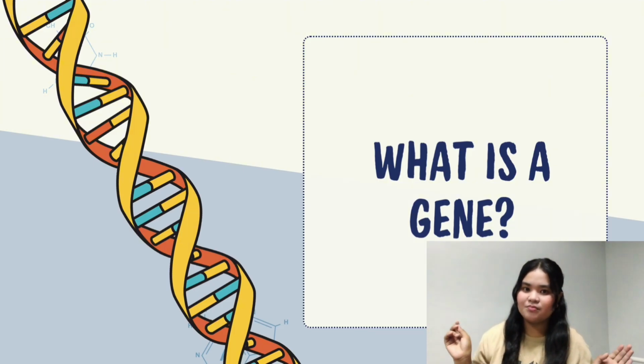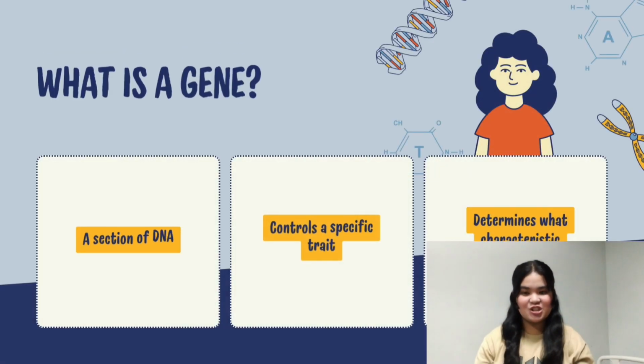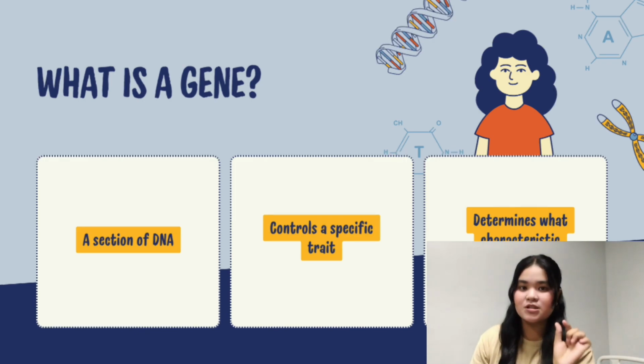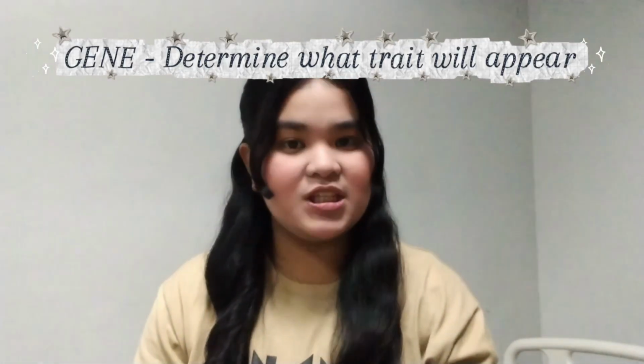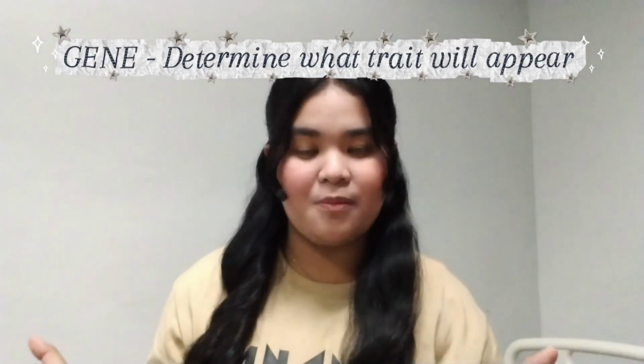What is a gene? A gene is a section of DNA that controls a specific trait. For example, there is a gene for eye color, a gene for hair type, and a gene for height. The following are examples of a gene. So remember this: a gene determines what trait will appear.